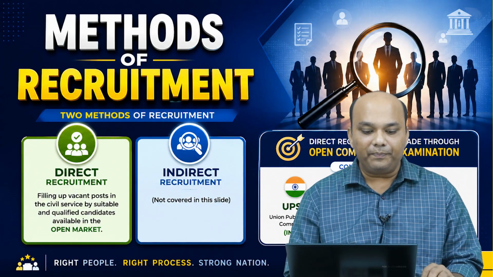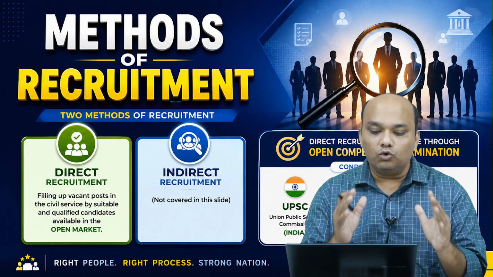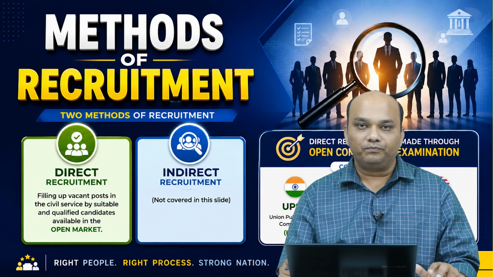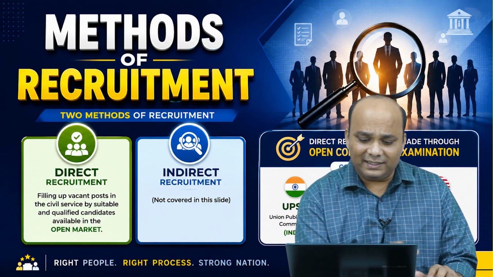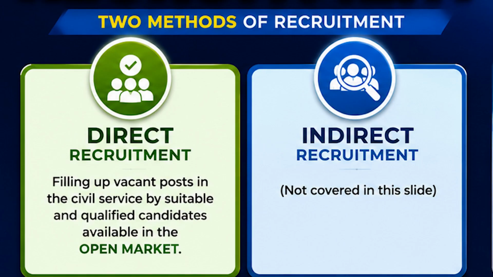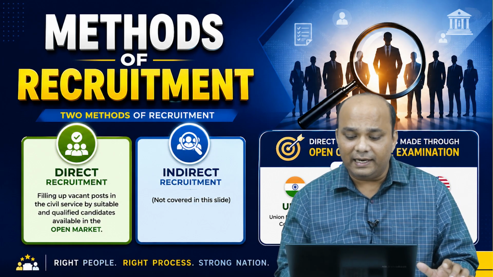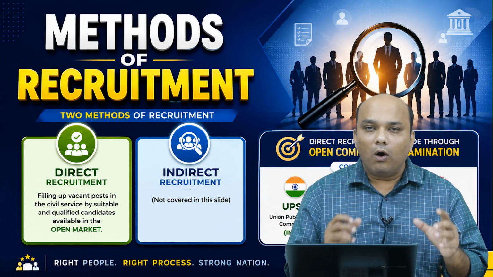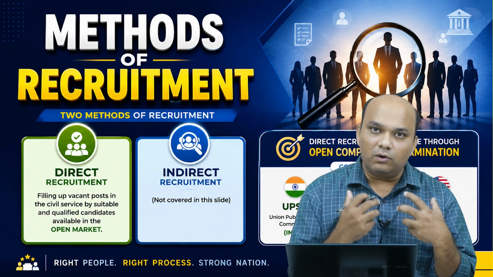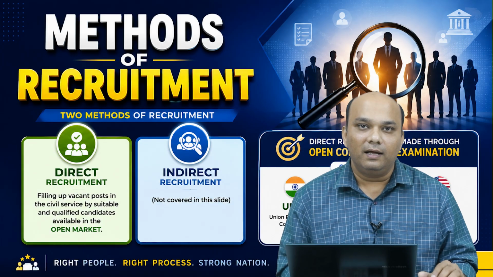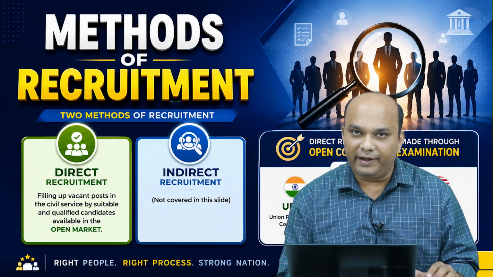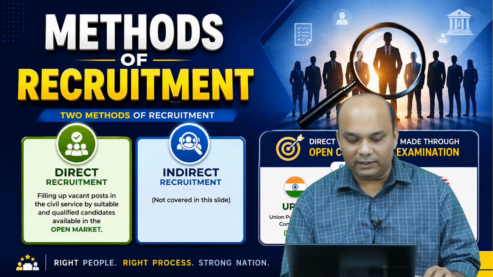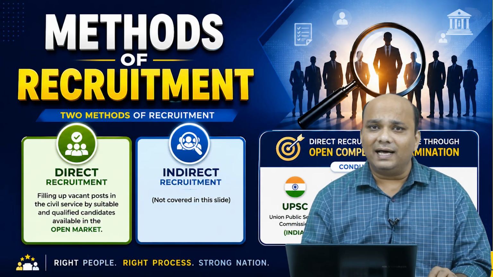What are the methods of recruitment? Generally, there are two methods: direct recruitment and indirect recruitment. Direct recruitment includes the filling of vacant posts for the civil services by suitable and qualified candidates available from the open market. Open market means those who are not working in your organization; they are available outside. They are fresh candidates who meet your minimum qualifications and apply from outside the organization. This type is called direct recruitment.